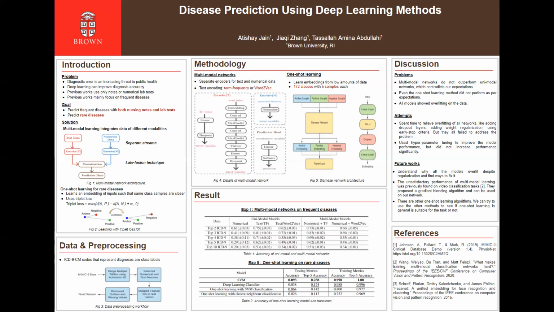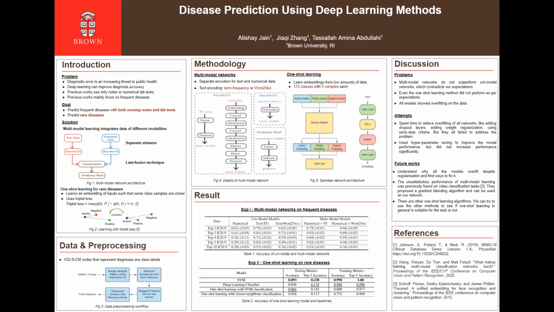This may be due to the overfitting of the complicated multimodal networks. So we tried to tune the dropout rate, add L2 regularization for weights, and use early stop criteria, but they all failed to address the problem. So the problem might lie in the late fusion step.